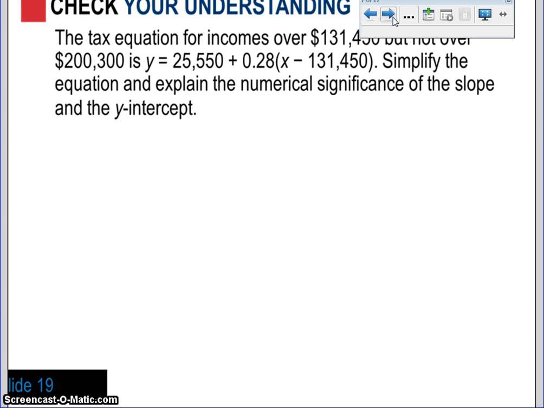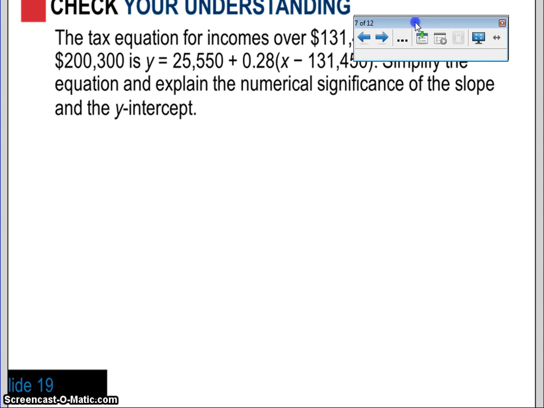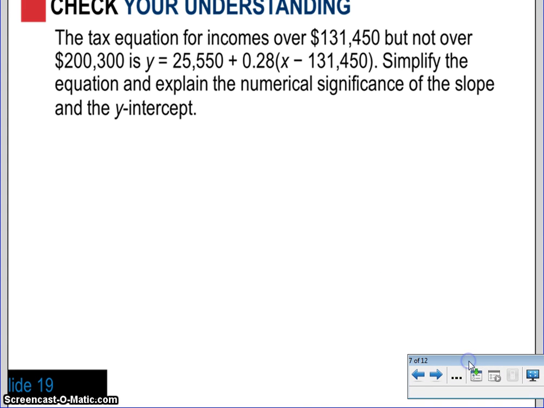So the tax equation for incomes of 131,450, but not over 200,300 is as follows. Simplify the equation and explain the numerical significance of the slope and the y-intercept. Go ahead and press pause. Solve this. When you're ready, go ahead and come back.